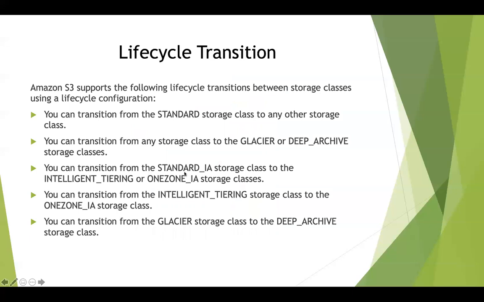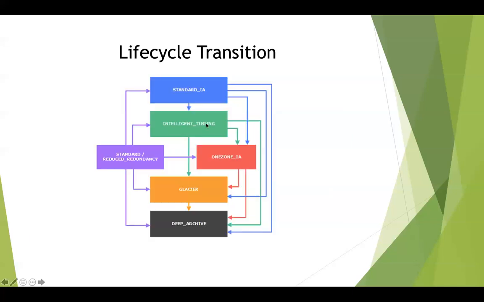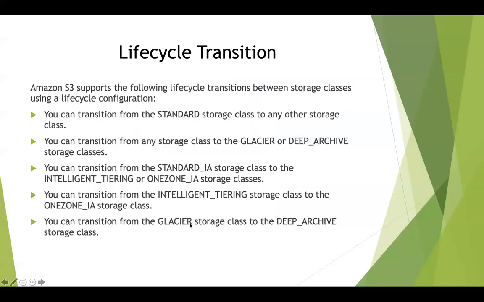You can transition from standard IA to intelligent tiering or one zone IA, and you can transition from the intelligent tiering storage class to the one zone IA storage class. From intelligent tiering, you can also go to Glacier and to Glacier Deep Archive. And you can transition from the Glacier storage class only to the Deep Archive storage class.